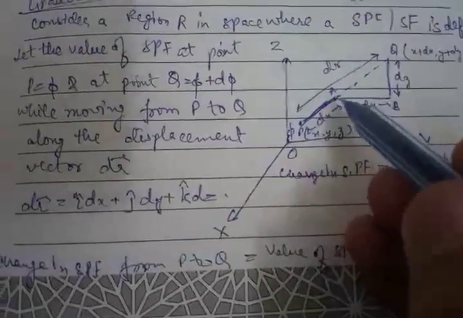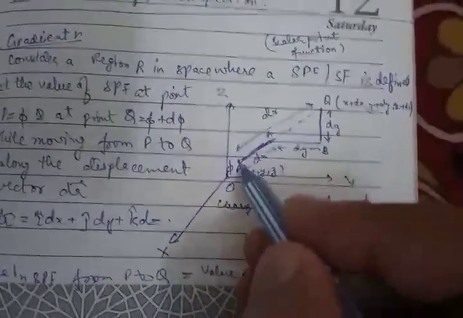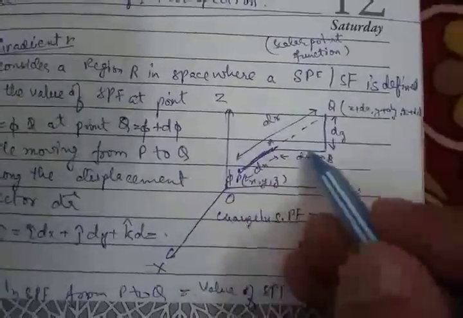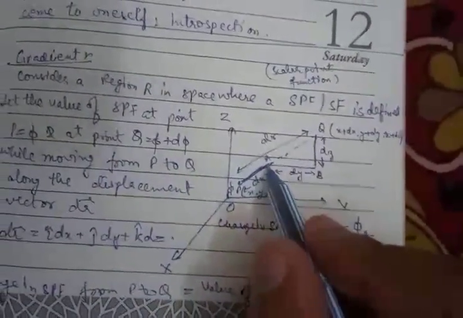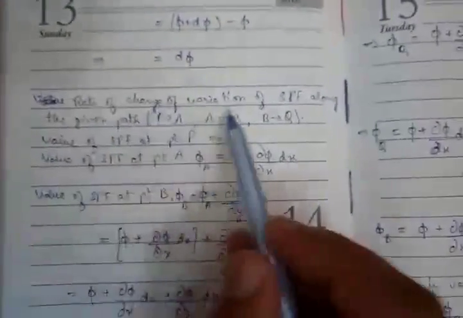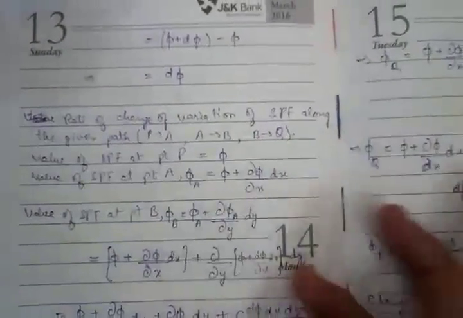Now let us consider a path from P to A to B, B to Q. While moving from P to Q, we have to go through this path. We have assumed it. At P, the value of the scalar function is phi. At A, it will be different. Let us see it. We see the rate of change of variation of the scalar point function along the path P to A to B, B to Q. The value of SPF at P is phi.